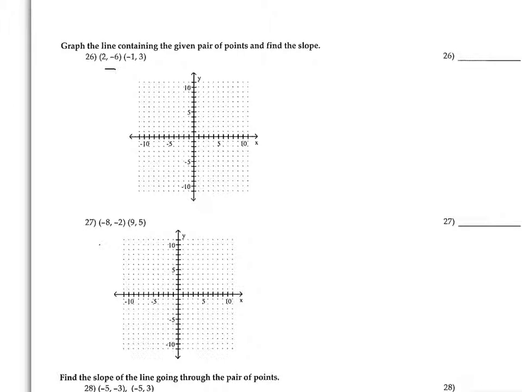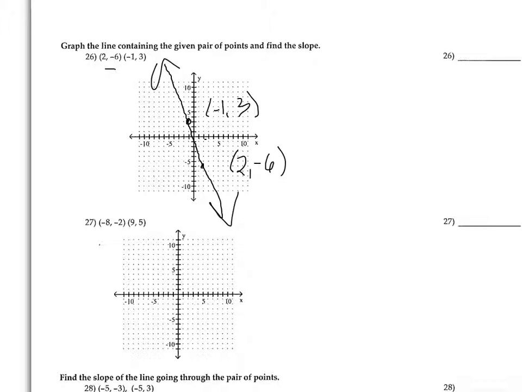So first we're going to plot the point (2, -6). So 1, 2, then 1, 2, 3, 4, 5, 6. There we're at (2, -6). Then we have (-1, 3). The line goes right through those.